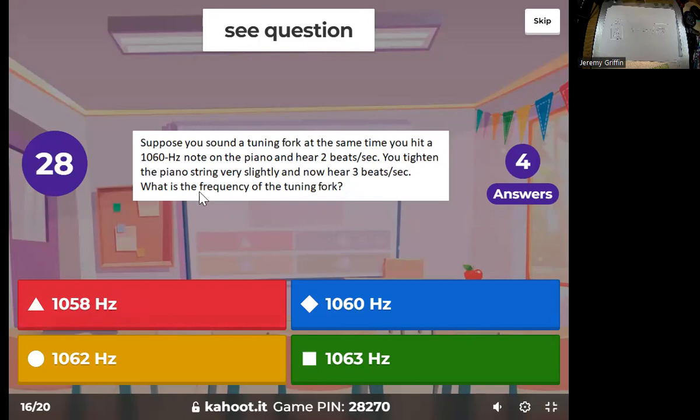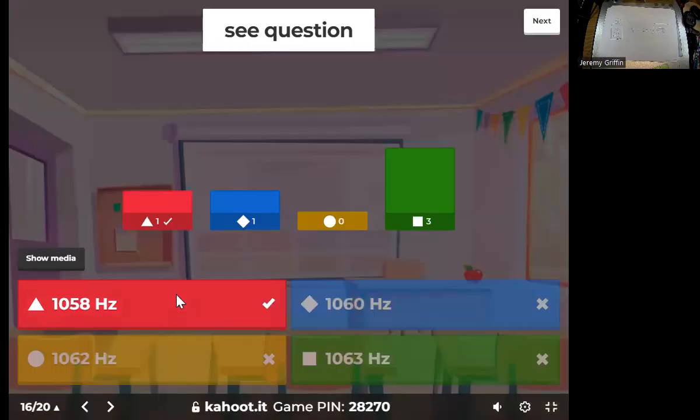Let's guess 1058 hertz. Guys, what is 1060 minus 1058? That would be 2 beats per second. Okay, so we're good so far. Then you tighten the piano string to 1061 hertz. Guys, what's 1061 minus 1058? That'd be 3, which would give you 3 beats per second. Oh, I think that one actually worked. Yeah, 1058 hertz.